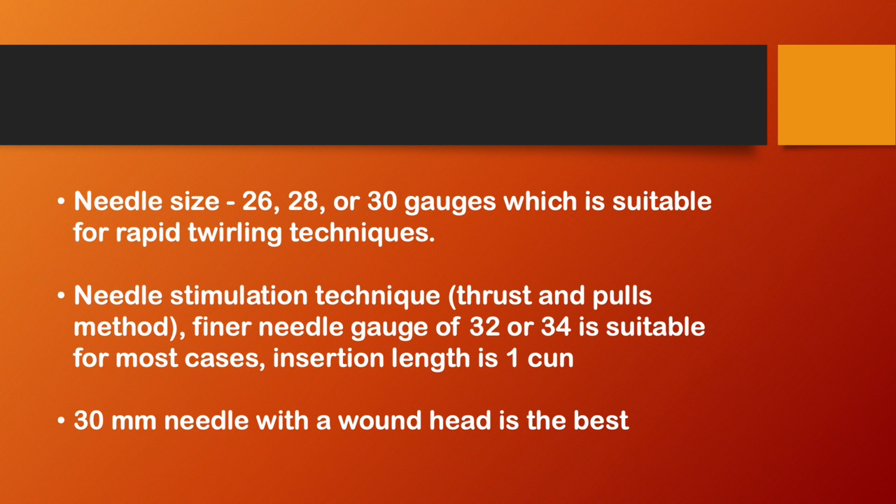The needle size often mentioned in Chinese texts for scalp acupuncture is 26, 28, or 30 gauge, which is suitable for rapid twirling techniques. For the thrust and pulse method of needle stimulation, a somewhat finer needle gauge of 32 or 34 is suitable for most cases, and the insertion length is approximately 1 tsun. A 30 mm needle with a wound head is thought to be the best.